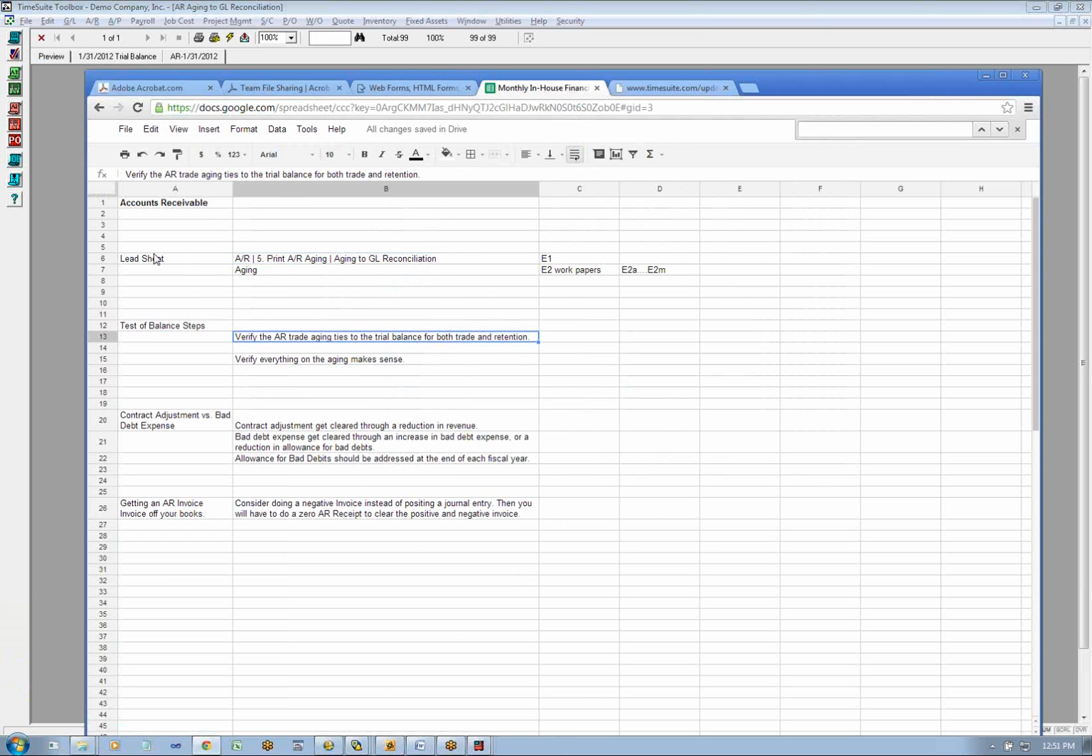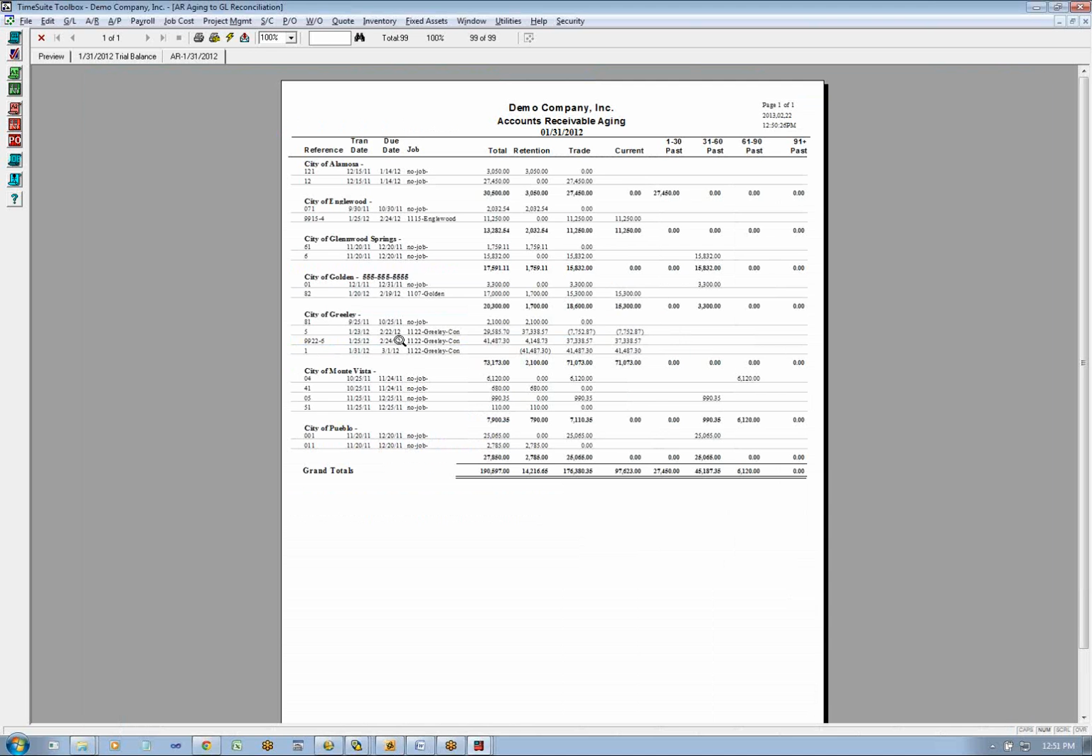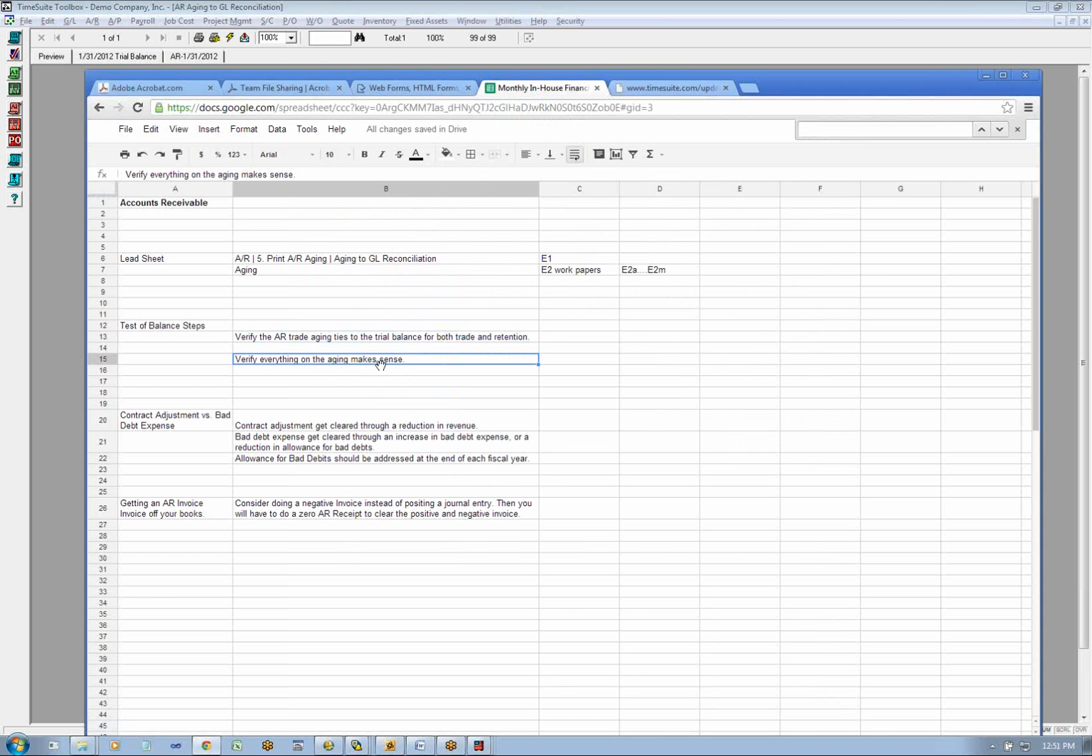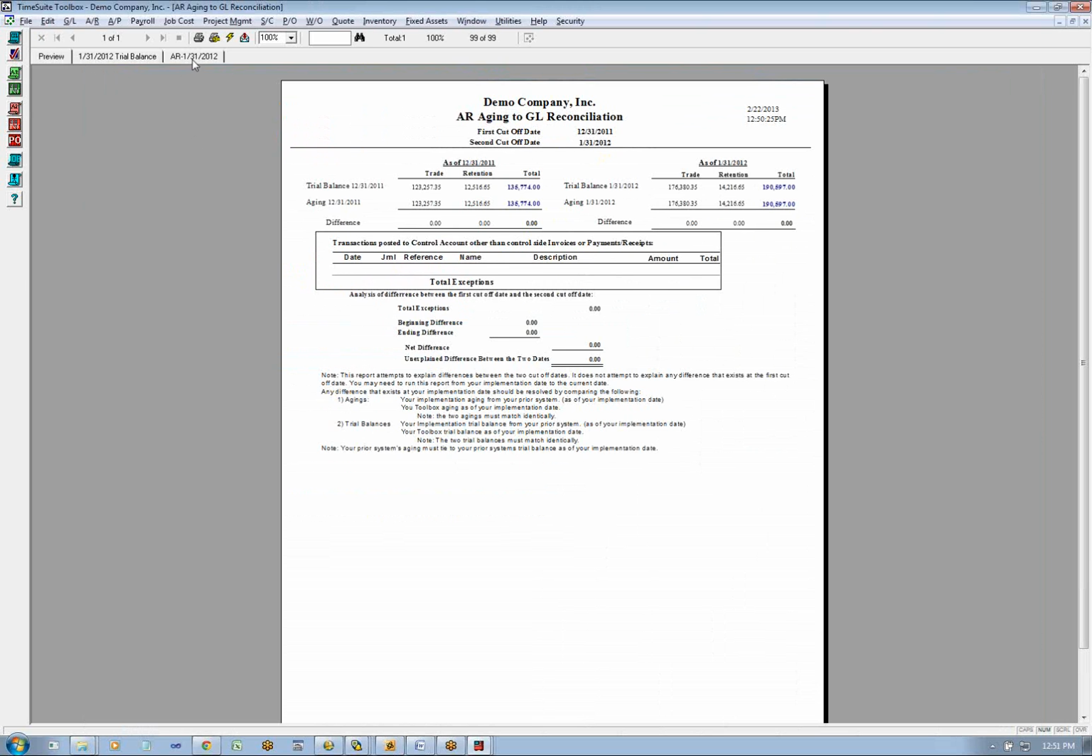Okay, so then there's our lead sheet, our work papers, and then our test of balances would be to verify that the aging ties to your trial balance. Here we're verifying the tie because the difference is 0 and 0. So your aging, your trial balance, and the analysis is somewhat done for you. And then you verify everything on the aging makes sense and is accurate.